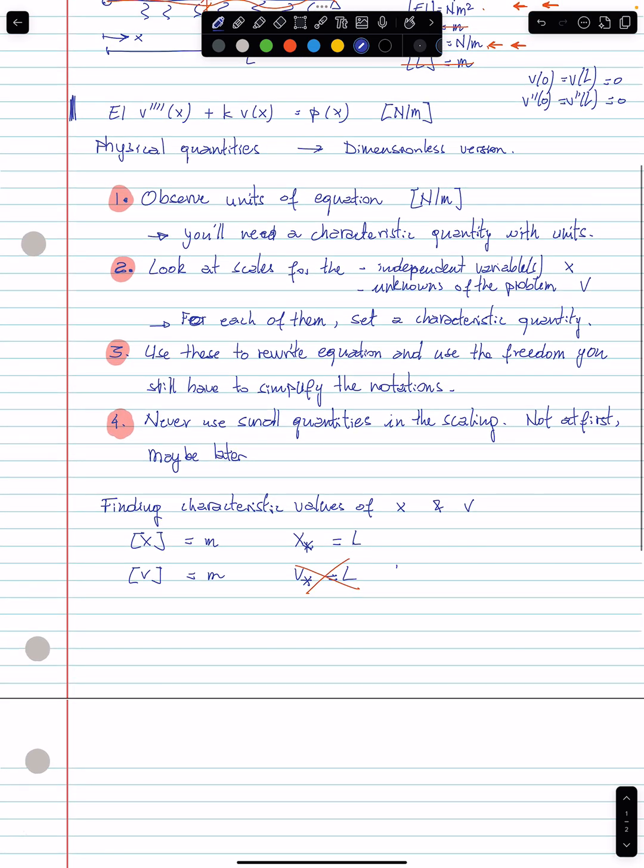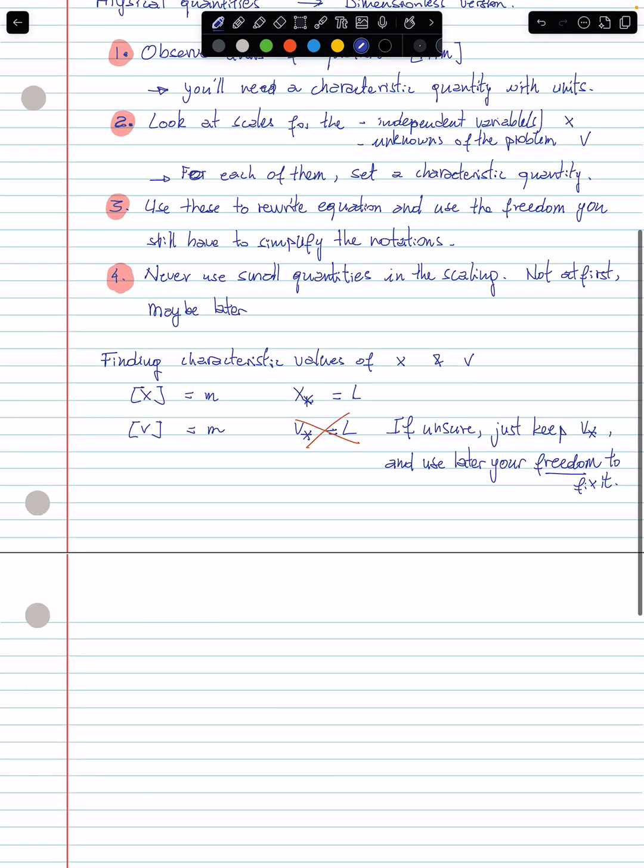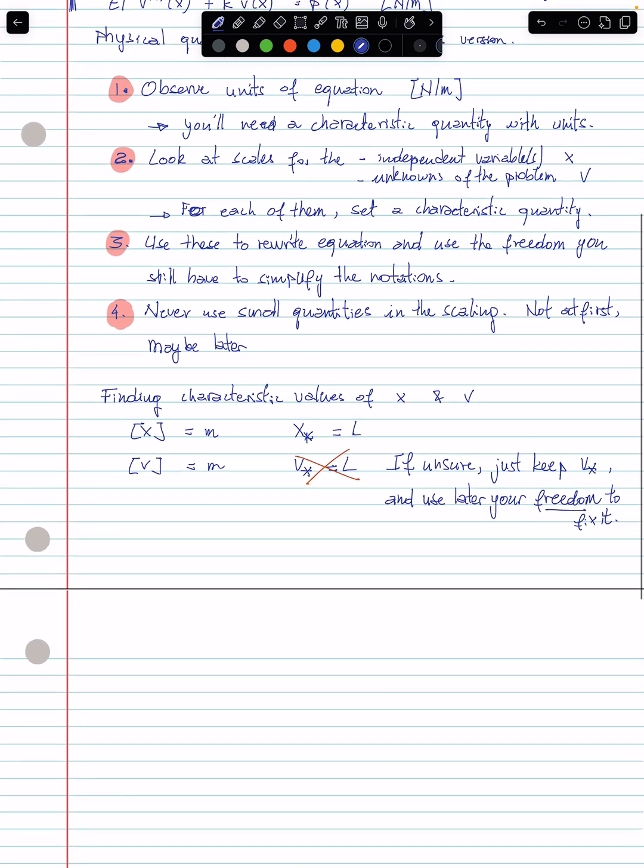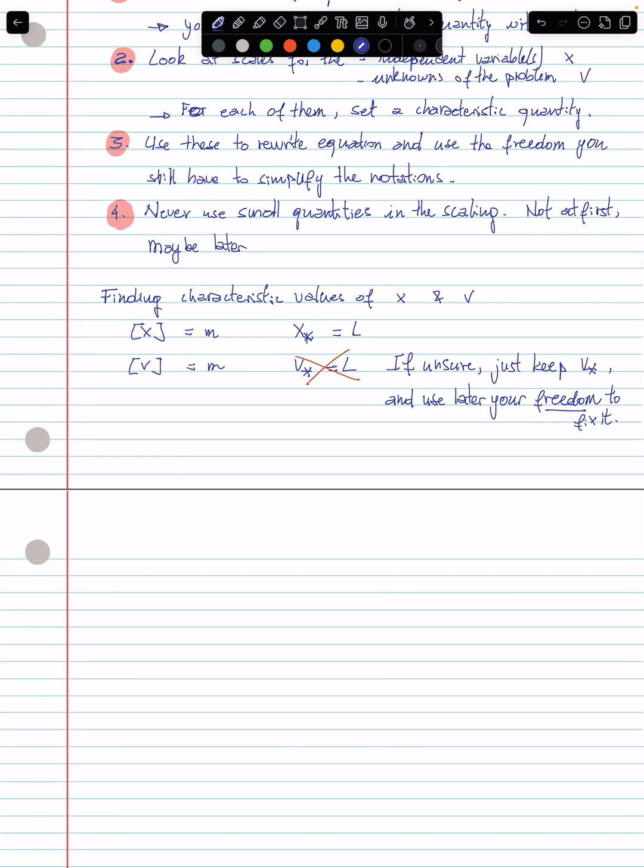Okay, so if unsure, let me just write if unsure, then just keep V star right now, and use later your freedom to fix it. Okay, and once this is done, use these quantities to rewrite the equation that you need to solve, all right? So we come back to the governing equation, and we're going to use those quantities. So first, before that, it means that we need to define dimensionless quantities.